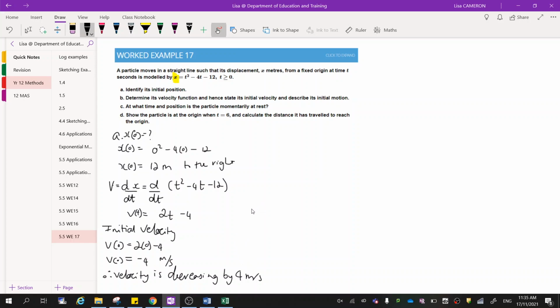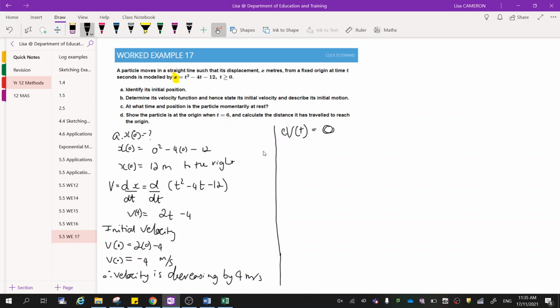Okay, at what time and position is the particle momentarily at rest? Now, your particle being momentarily at rest doesn't have to occur when your time is equal to zero. We're looking for what time your particle's velocity is equal to zero. So we want when velocity is equal to zero, not when t is equal to zero, because in this case, we're going to be solving for t.